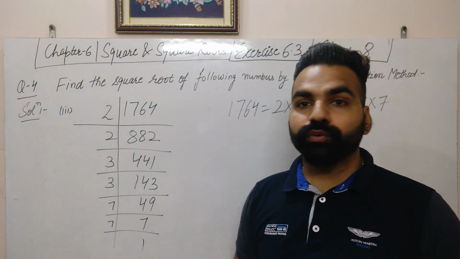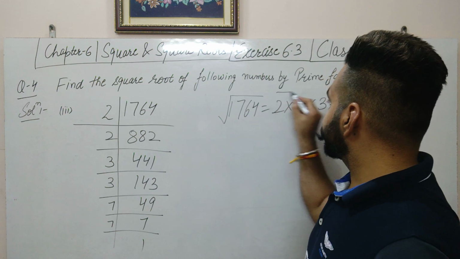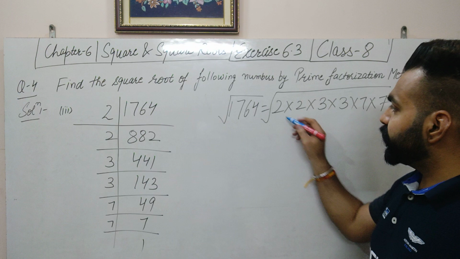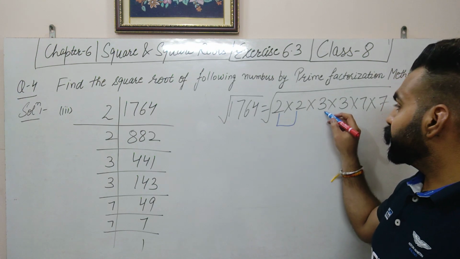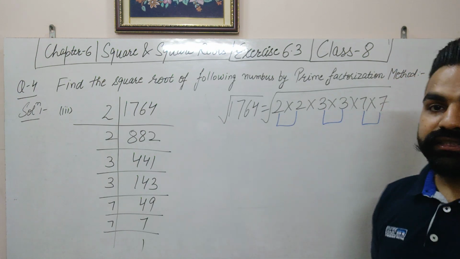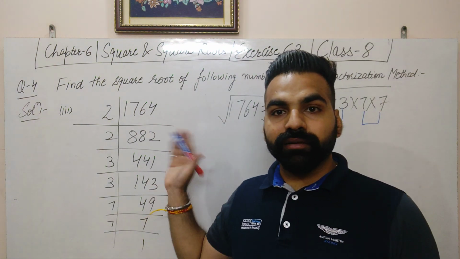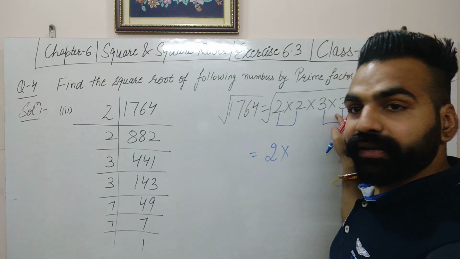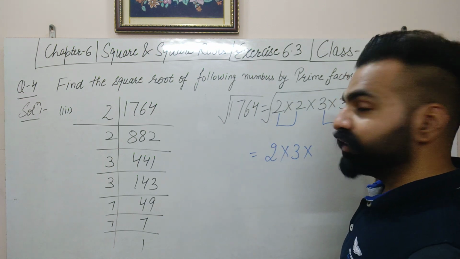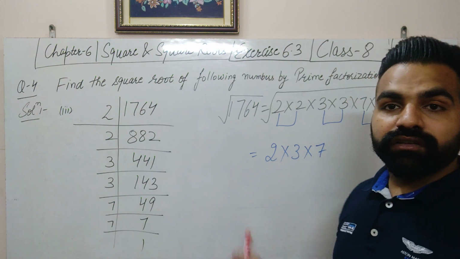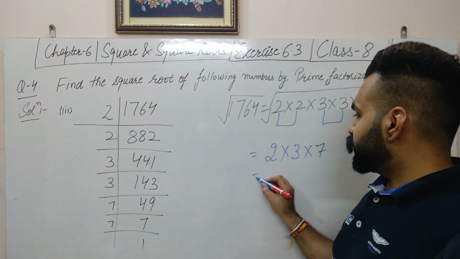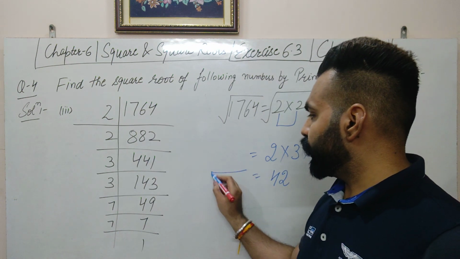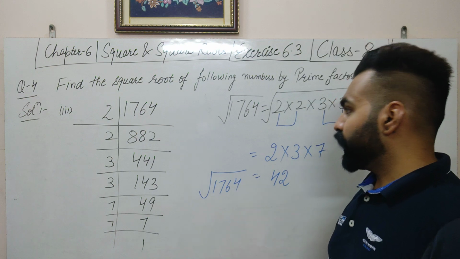So next step is to put the square root sign on both sides, and we have to form the pairs now. So the first pair is of 2, the second is the pair of 3, and the third is the pair of 7. And from each pair one number will be taken out. So from this pair 2 will be taken out, from this pair 3 will be taken out, and from this pair 7 will be taken out. So lastly we have to multiply this. So 2 into 3 is 6, 6 into 7 is 42. So the square root of 1764 is 42.